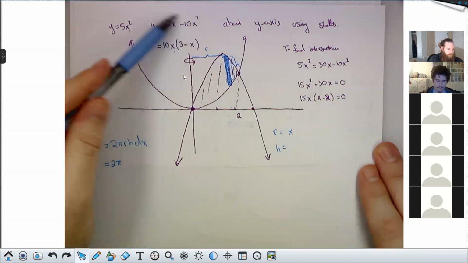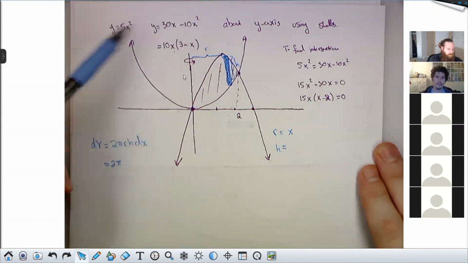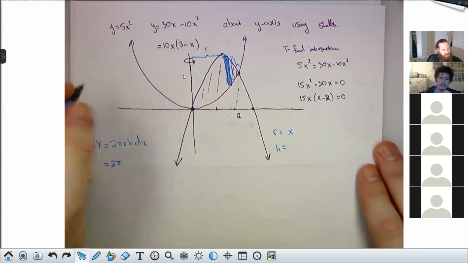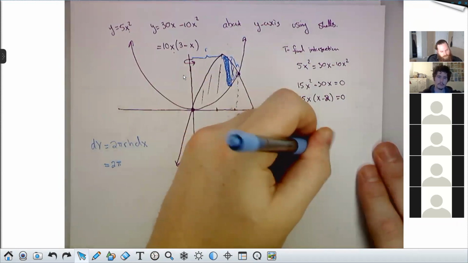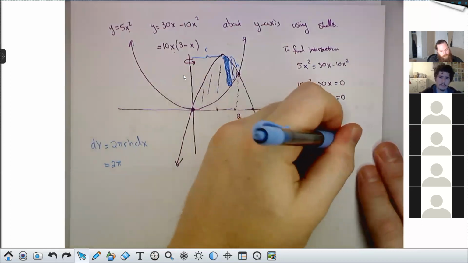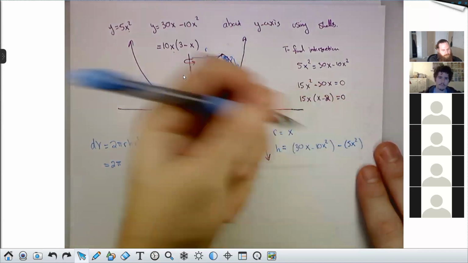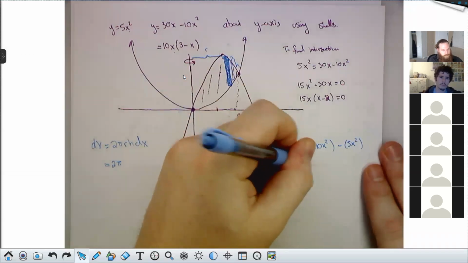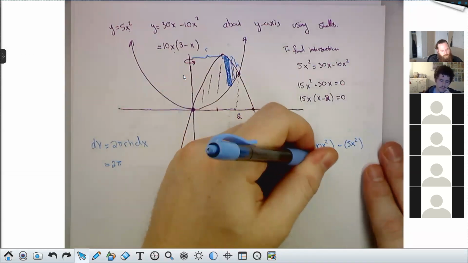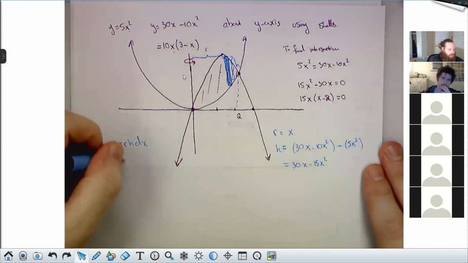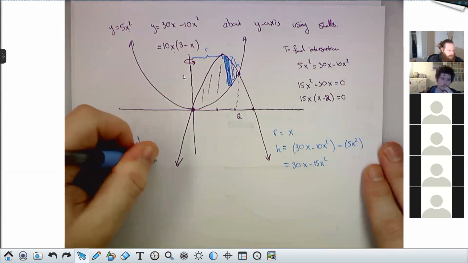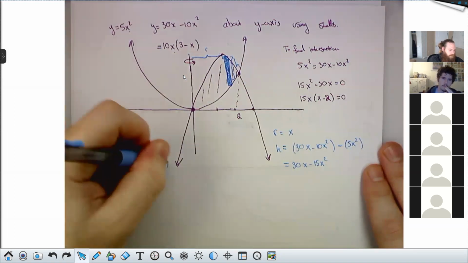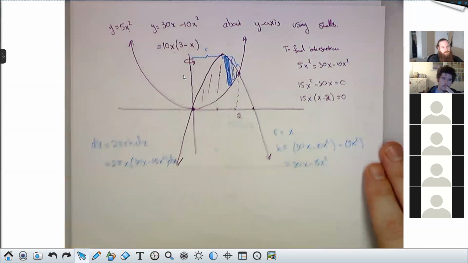Good. And this is my upper function. This is my lower function, right? We know that. And that was a mistake I made. Oh, I see. Okay. So h here would be 30x minus 10x squared minus 5x squared. So that's going to be 30x minus 15x squared. So this will be 2 pi x times 30x minus 15x squared dx.